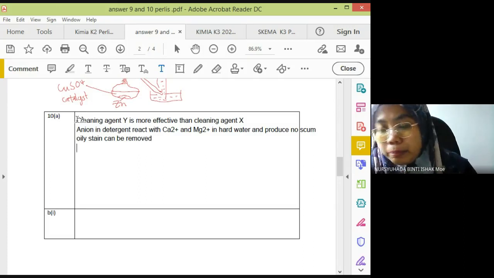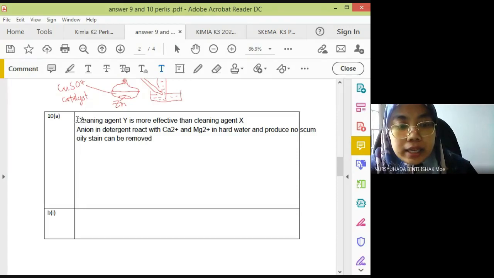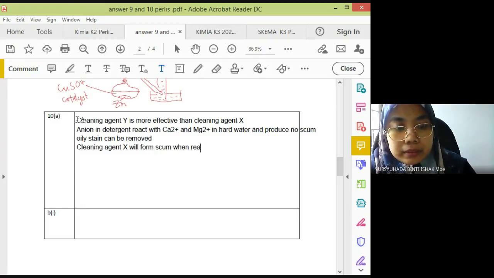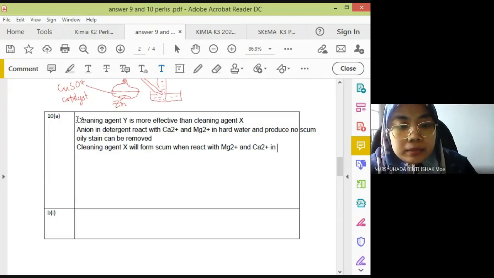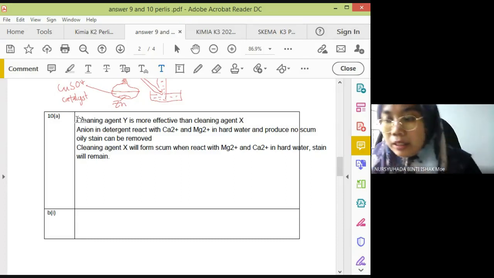Okay, next. Point last ni kita cerita pasal cleaning agent X. Cleaning agent X will form scum when react with Mg2+ and Ca2+ in hot water. Stain will remain. Okay, selesai. So dekat sini 4 markah.